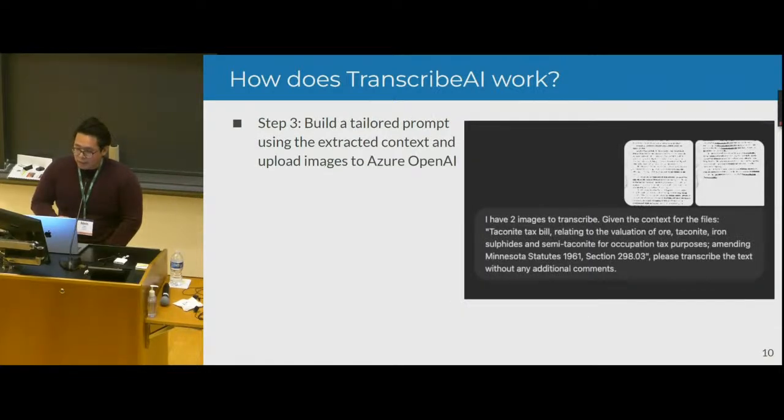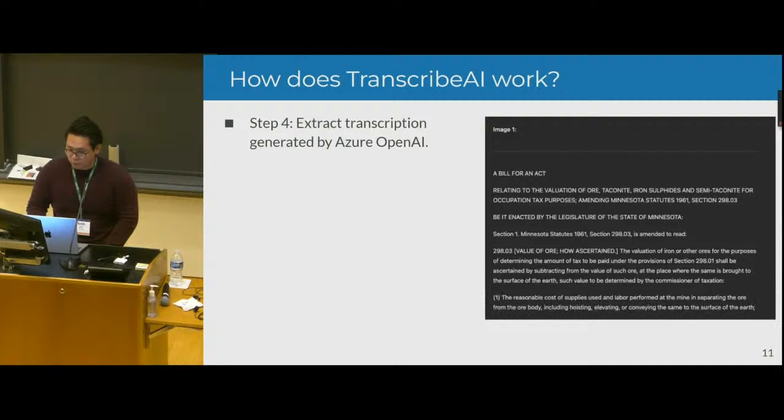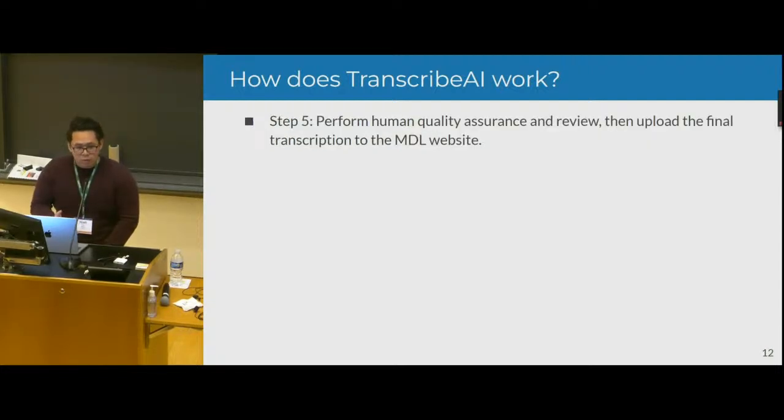And then once metadata is collected, we build tailored prompts, factoring in the context and structure, and at the same time, the images are uploaded to Azure. So we're using Azure AI services, using the OpenAI 4.0 model right there. This is to ensure the model is visually informed and also contextually informed. Next step is for Azure to process the request, and we will receive a JSON response that includes the transcribed text there.